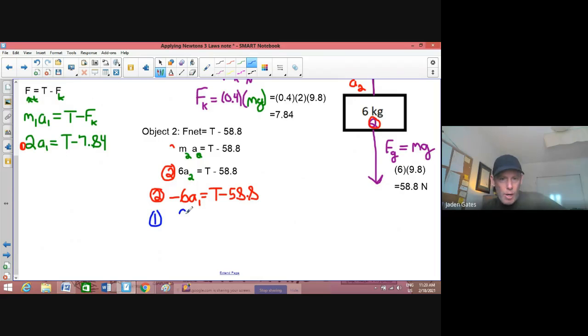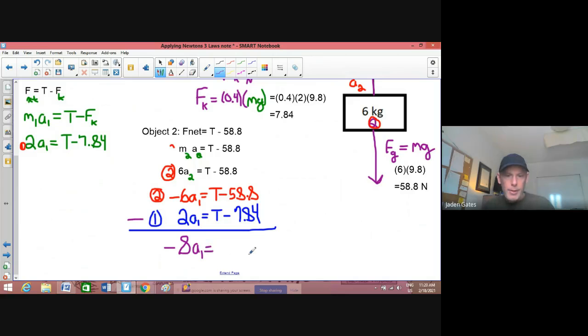It's 2A1 equals T minus 7.84. Now, when I'm using elimination, I'm going to end up eliminating T here, and the coefficient in front of the T is a 1, so they're the same. So I'm going to subtract these 2 equations, which means I'm going to subtract the A1, subtract the T, subtract the numbers. Whew. Okay, so here we go. Negative 6A1 minus 2A1. That's a minus 8A1.